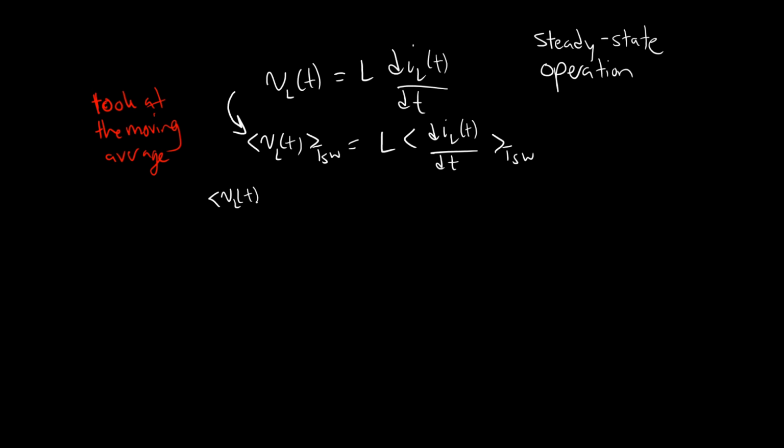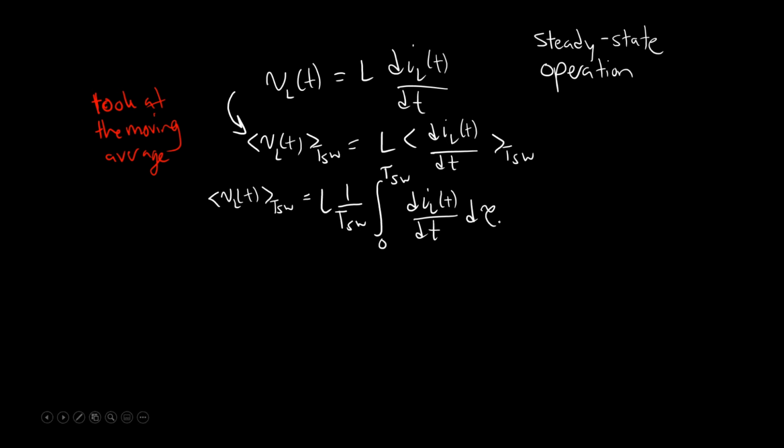So we have the average of VL of t over one switching cycle. And on this side we have L, and if we write this out explicitly, we get 1 over TSW from 0 to TSW. I've just assumed that we're starting at 0. And we're integrating the change in inductor current over time. And I'll use a dummy variable here, just to indicate it's not really the same variable. We're just integrating over something like time.